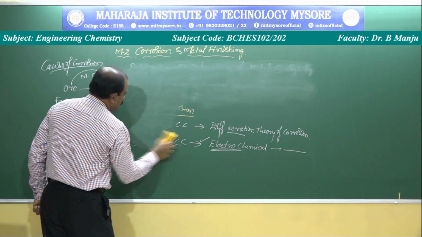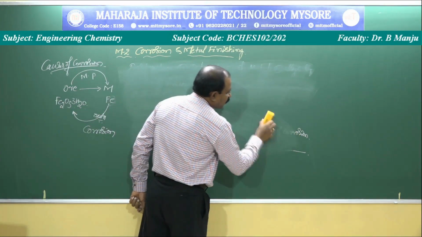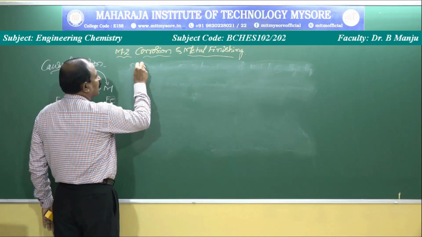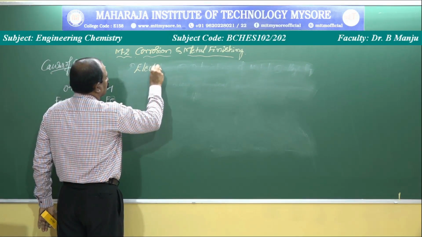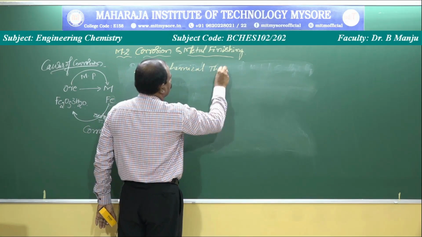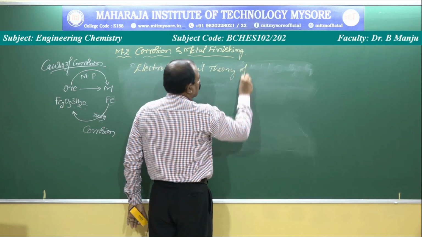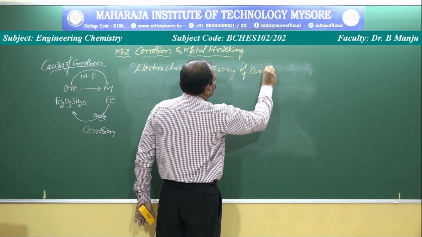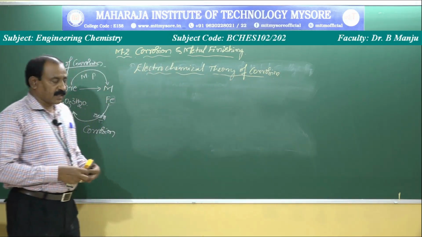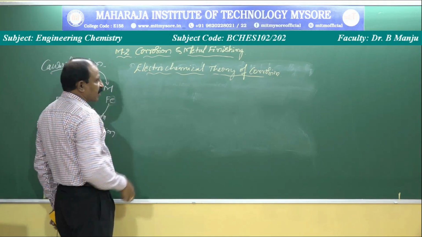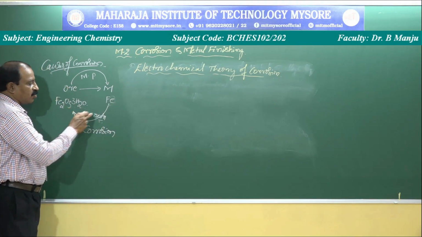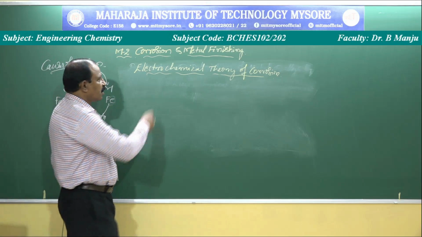I come to the theories. Out of these two theories, as per your syllabus, it is the electrochemical theory of corrosion. In this case, the mechanism of corrosion is explained satisfactorily by the electrochemical theory: how the pure metal is again converted into Fe2O3.3H2O, considering all possible conditions.